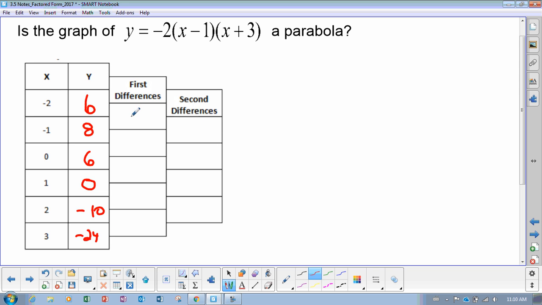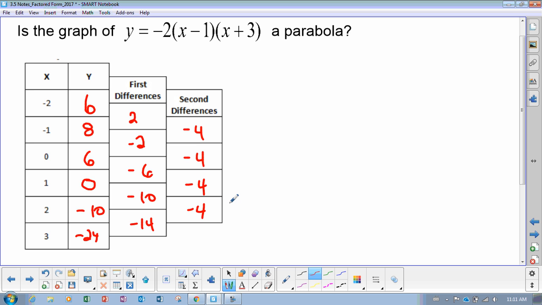So now we're going to do our first differences. So we have 2, -2, -6, -10, -24 plus 10 is going to be -14. So then we check our second differences. We get -4. -6 subtract -2 is -4. -10 subtract -6 is -4. And then once again we get -4.